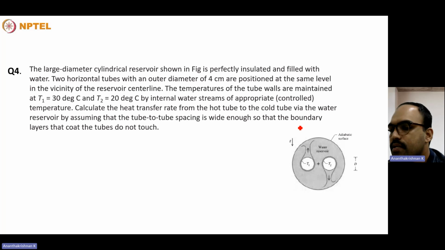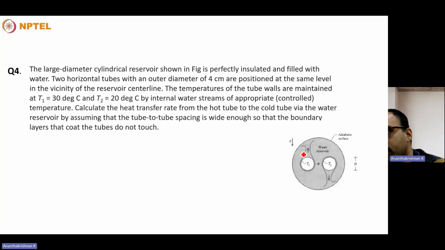These two horizontal cylinders are fixed inside a water reservoir, and there is an adiabatic outer cylinder. So the water is confined within the adiabatic surface, but the outer surfaces of these two internal horizontal tubes are at temperatures T1 and T2, and natural convection occurs on the outer surface. So even though this is a confined space, this is not a case of internal natural convection, but rather it's an external natural convection. So that's a point of difference in this question.